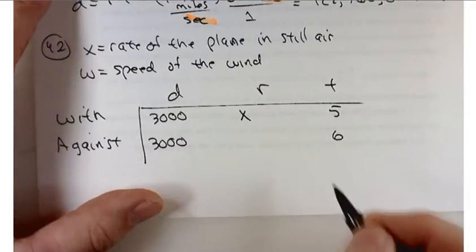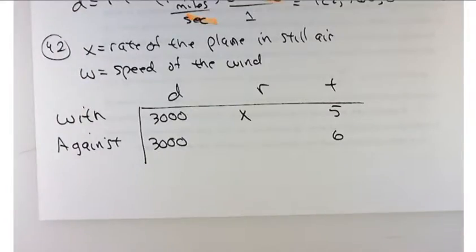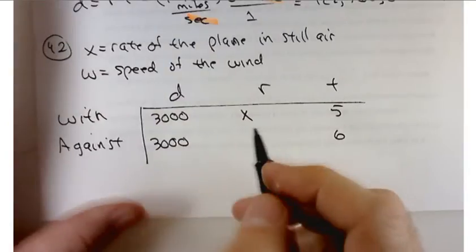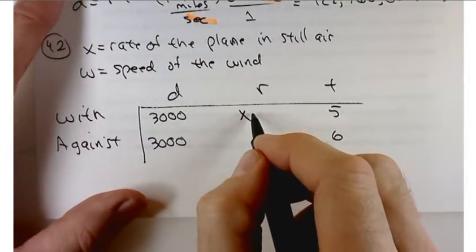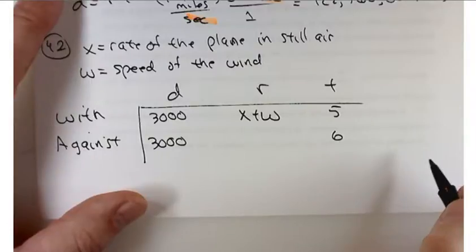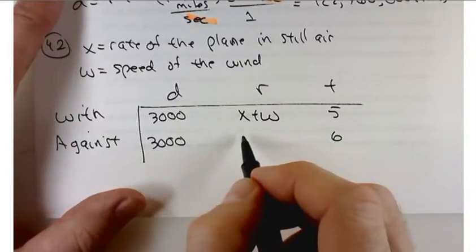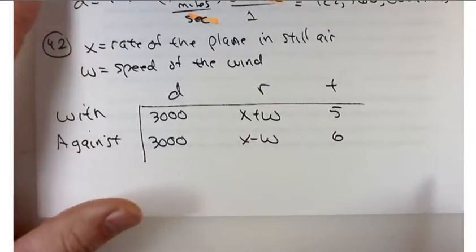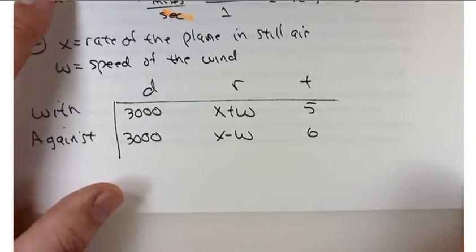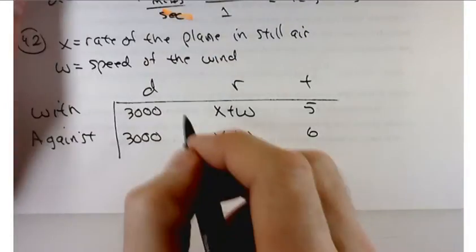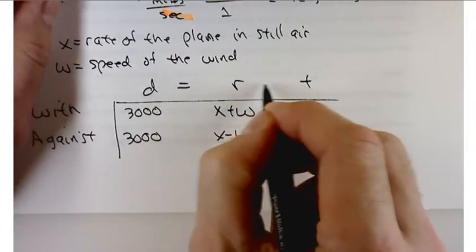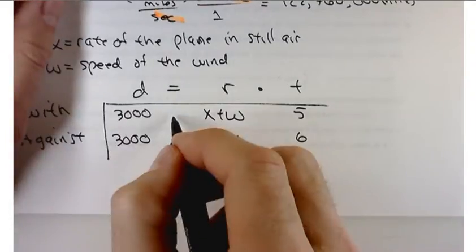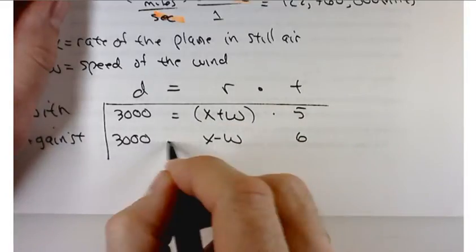Well, it's going to be x, the speed of the plane. If you're traveling with the wind, is the wind going to be helping you or fighting you? Helping you. So what should I do to account for the wind here? Plus W. The wind's helping you. How about here? Traveling against the wind. X minus W. This is going to give us our 2 equations because distance equals rate times time. So distance equals the rate times the time.